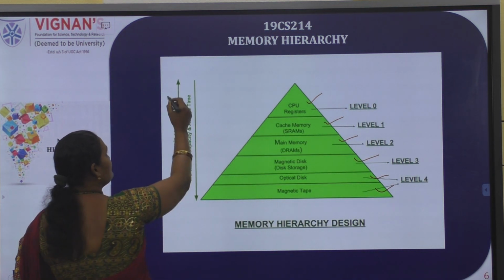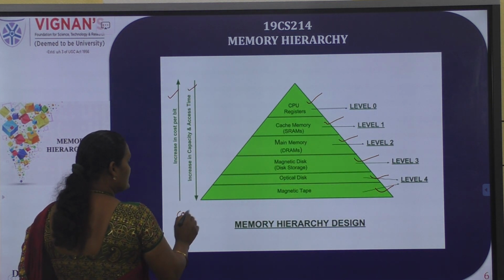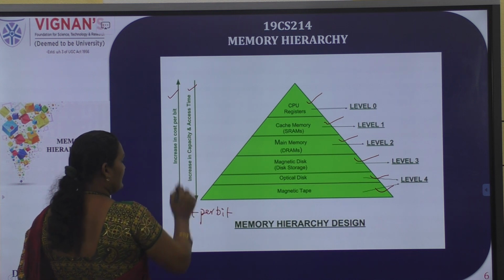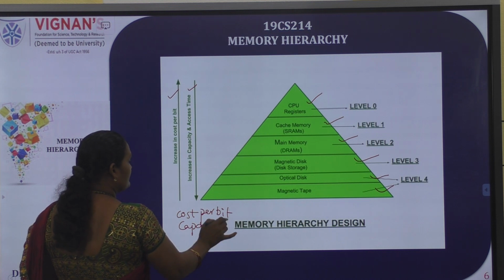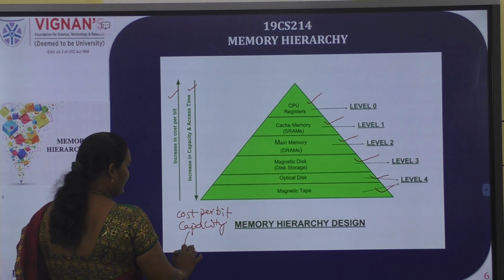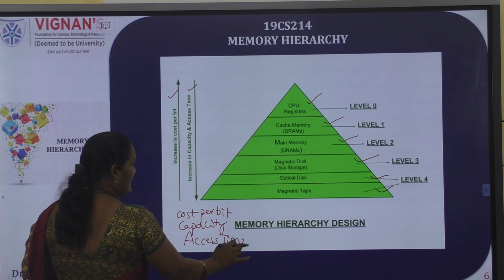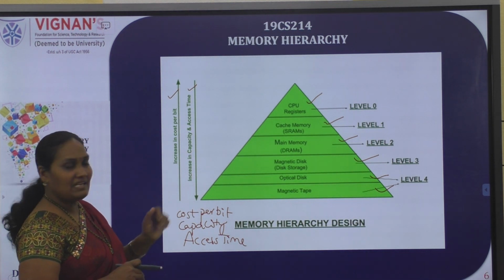Here we are taking 3 factors for defining the hierarchy. One factor that we are considering is cost per bit, another is capacity, that is storage capacity, and another is access time. These 3 factors are considered for defining the memory hierarchy.